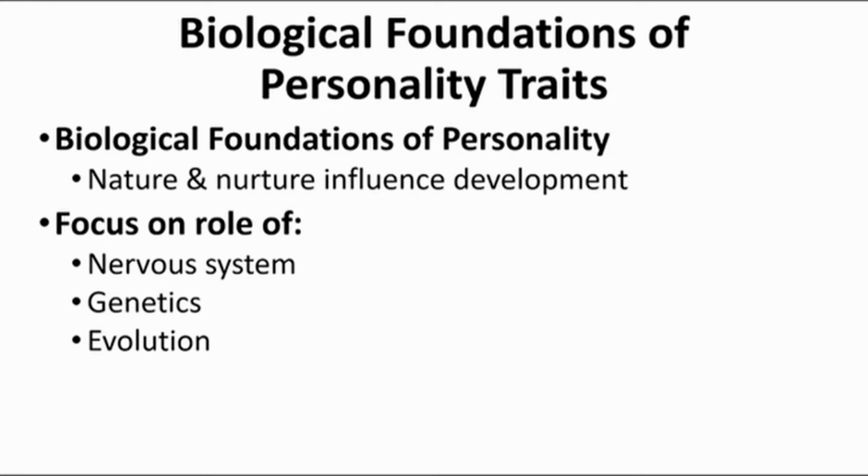So for example, in our nervous system, do we see different levels of neurotransmitters in different people that might be influencing their behavior? For genetics, do people have different genes? Possibly genes that influence neurotransmitters, or possibly genes that predispose us to certain types of behavior. Or you could look at evolution and the effect of natural selection on how these different genes and these different functions have come into being. So there's lots of different levels that you can evaluate the biological side of personality.